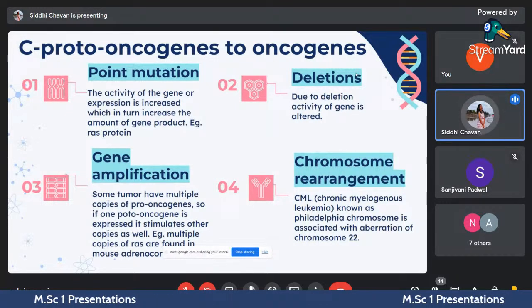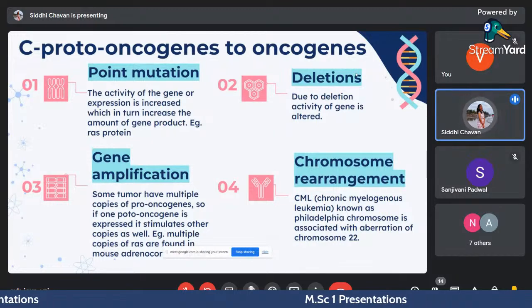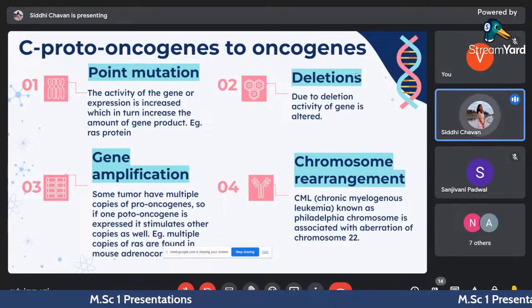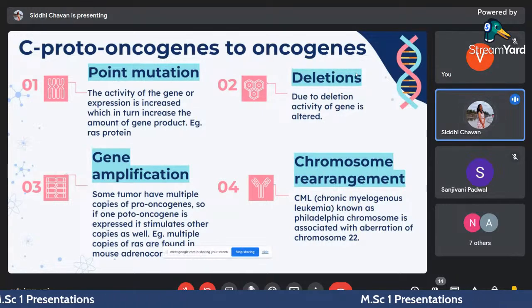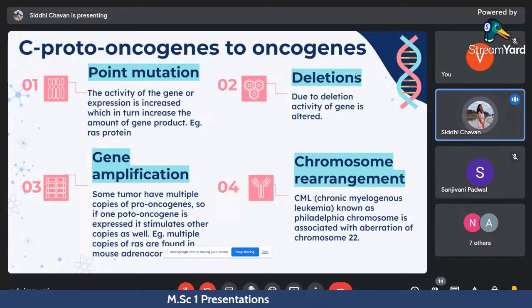The third is the gene amplification. In this, some tumors have multiple copies of proto-oncogenes. So even if one proto-oncogene is expressed, it stimulates other copies as well. There is a well-known example for this: multiple copies of RAS proteins are found in the mouse adrenocortical tumor.